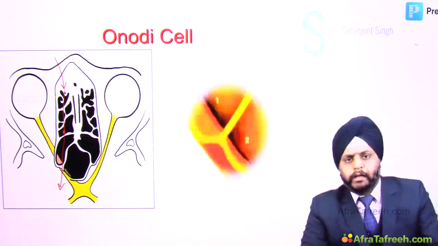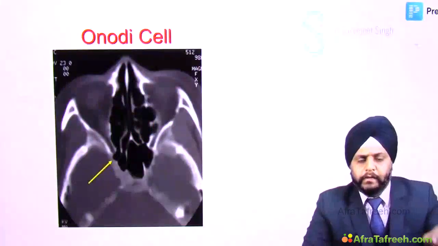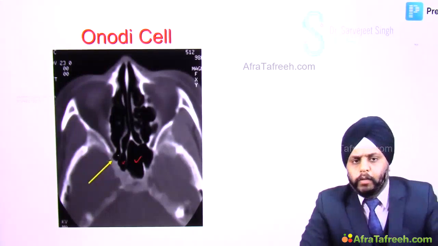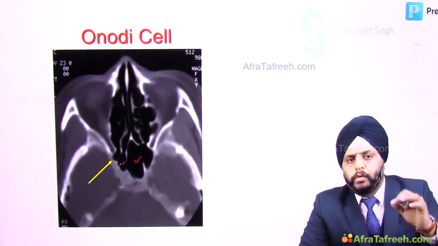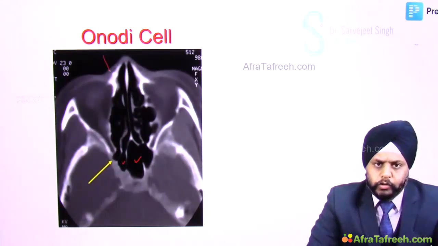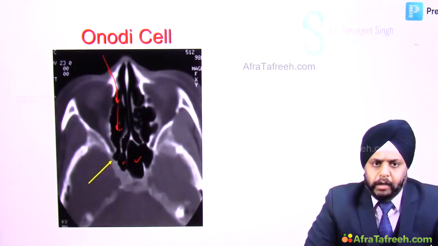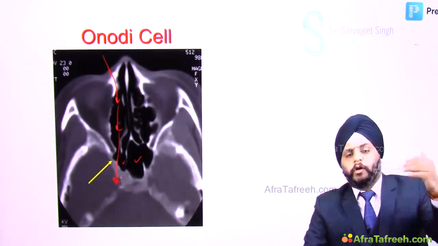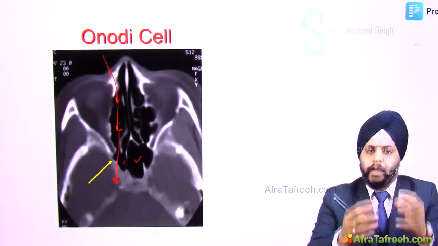Let's look at the CT scan over here. Now this is the CT scan and you can see over here that this is the sphenoid sinus and the yellow marked structure over here is the Onodi cell. So if you try to go straight like this, you will break these cells and you will not go into the sphenoid sinus, rather you will damage the optic nerve and the patient will have blindness.